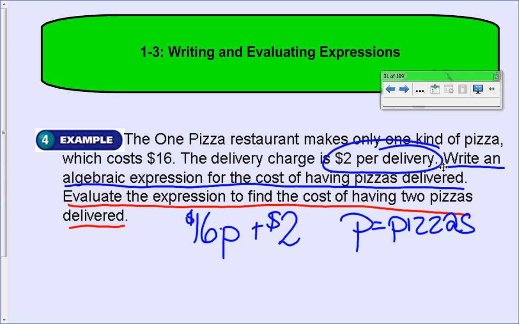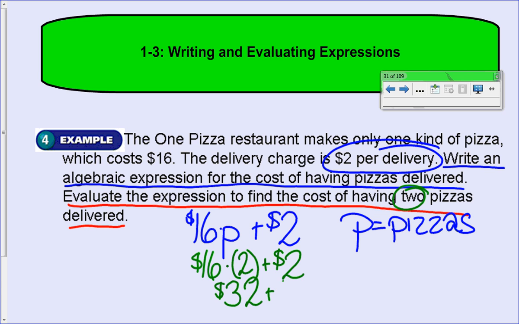Now we're on the second part here. Evaluate the expression to find the cost of having 2 pizzas delivered. Well, we're going to replace P with 2 because we got 2 of them. So I'm going to go ahead and put that in. And we use the order of operations. 16 times 2 is $32. And you add 2 more to it for that delivery charge, and you get $34. The cost of that pizza was $34.